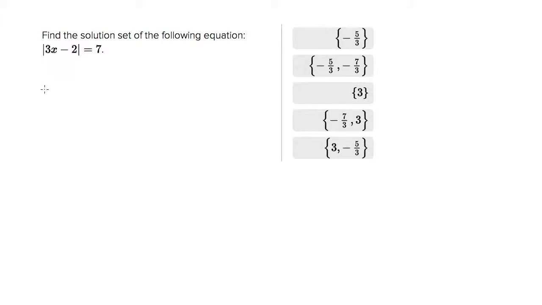So what does an absolute value sign do? What it does is it takes anything inside of it that's negative and makes it positive. But only if it is negative. If the thing inside of it is positive, it actually does nothing.